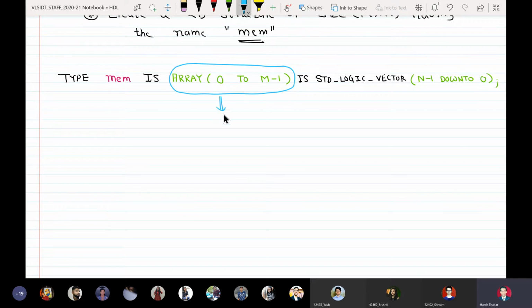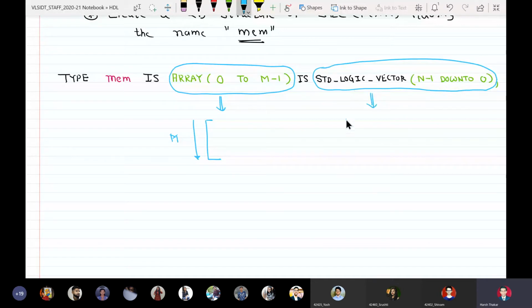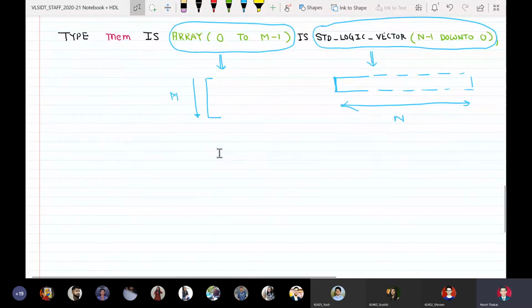So this particular part is going to create this array of size m, and this particular part is going to create this array with size n.